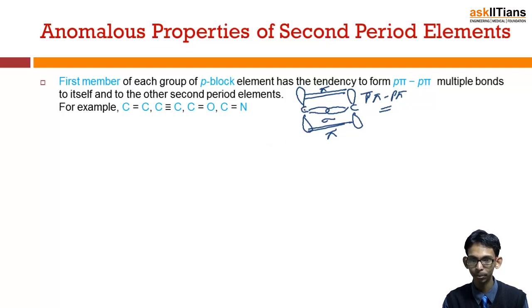The smaller the size of the atoms, the smaller the bond length and the more the overlapping. The difference between these two atoms defines how effectively the overlapping would take place. Now, the first members are of extremely small size, so the p orbitals can overlap very effectively.